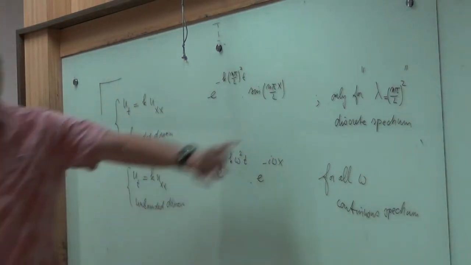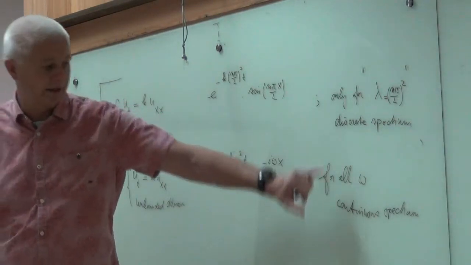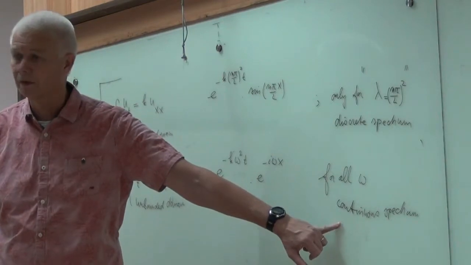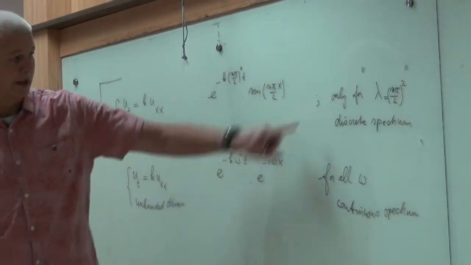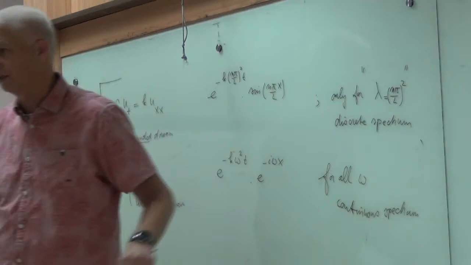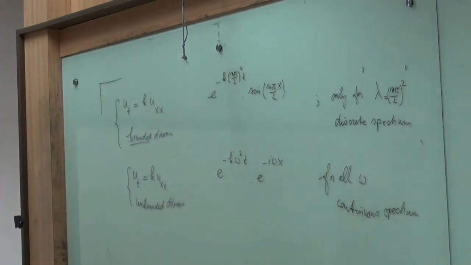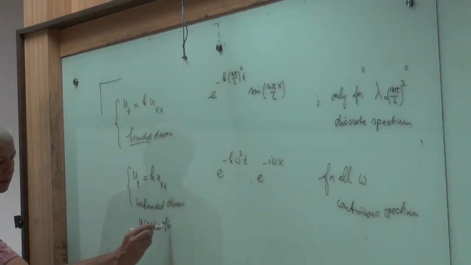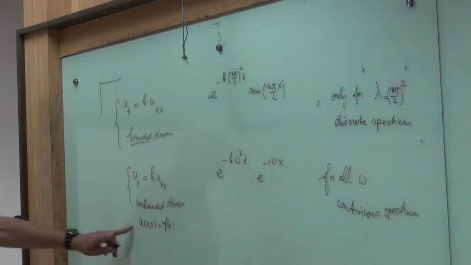And if you compare the two problems, then you usually say that this has a discrete spectrum and this has a continuous spectrum. All omega satisfying that, whereas here there are only special omegas. If you have an unbounded domain, you can also give, of course, an initial condition. Let's say this. Yeah, we have an initial condition.